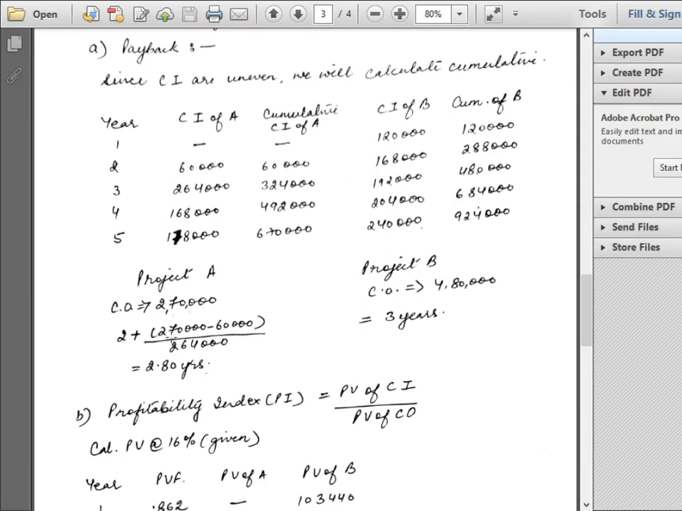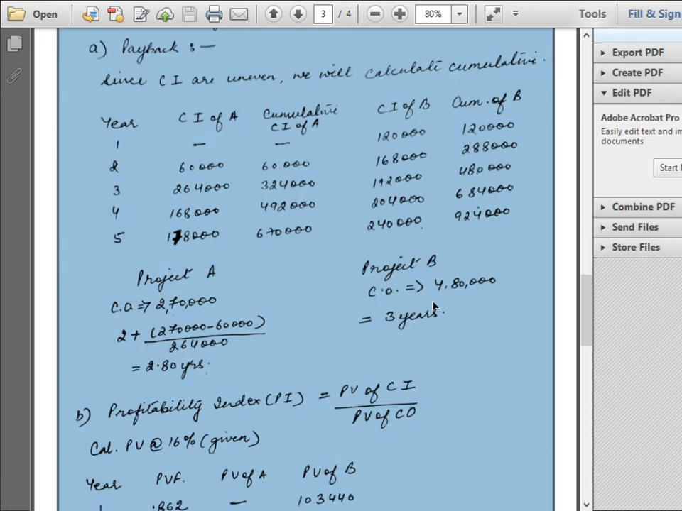So 2 plus then 270 minus 60,000. This is the balance that we have to recover from the next cash inflow, that is from year 3. And then it will be divided by the year 3 amount. This is the division by the year 3 amount because this is actually the cash inflow from where we will recover the remainder of 2,70,000 in the question. So after solving the same equation, we will get 2.8 years, and this 2.8 years is the payback period.